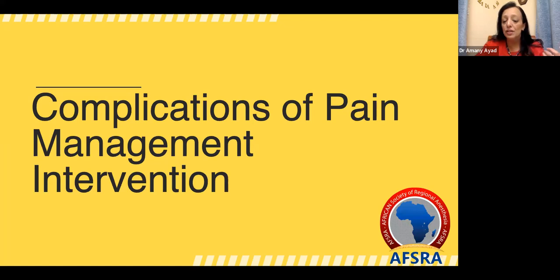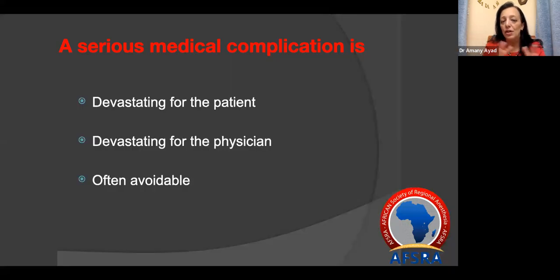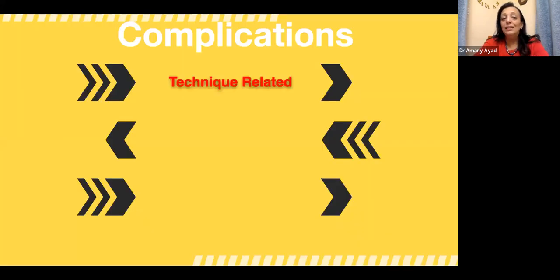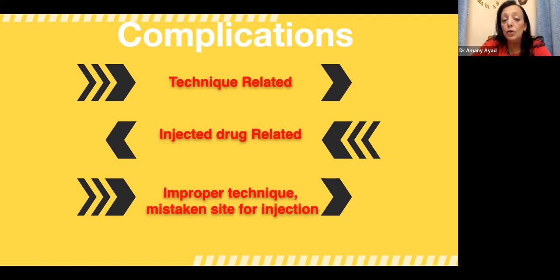Complications of pain management intervention can happen due to several things. Commonly they are devastating. I mean, the complications of pain management intervention are commonly major, devastating to the patient and to the physician, and often avoidable. How does it happen? It could be related directly to the technique, even the perfect technique. It could be due to the injected drug, whether the dose, the volume, or any fault in that, or improper technique, I mean, a mistaken place of the needle or the injection site.